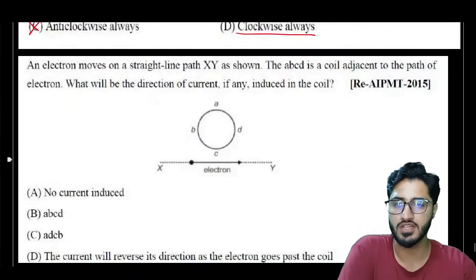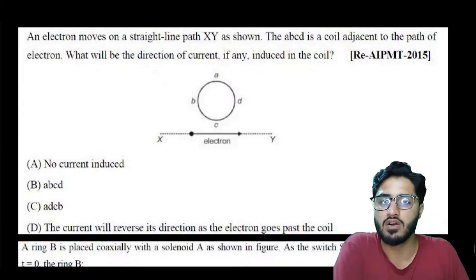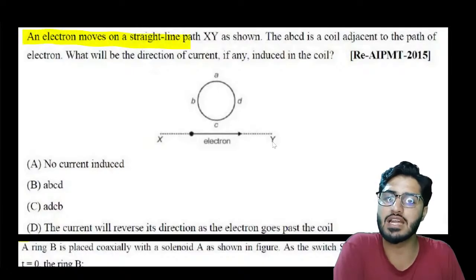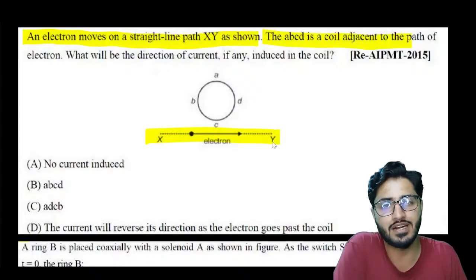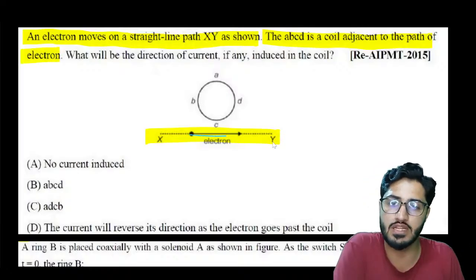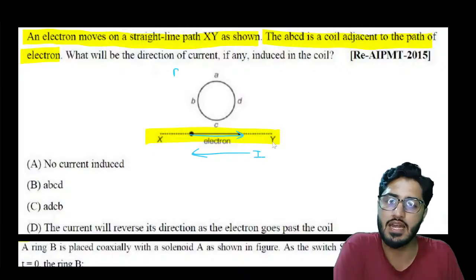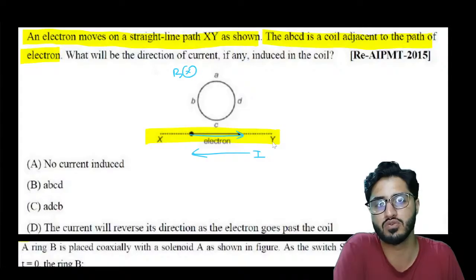Okay. Question number, next one. Now the question is, an electron moves on a straight line path XY as shown. Done. This is the path. The ABCD is a coil adjacent to the path of the electron. Electron means if the electron is going in this way, my current will flow in this way. And B will be inverse, right? It will be inverse. No issue.